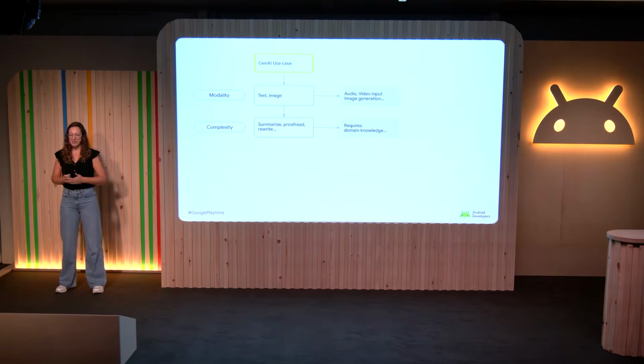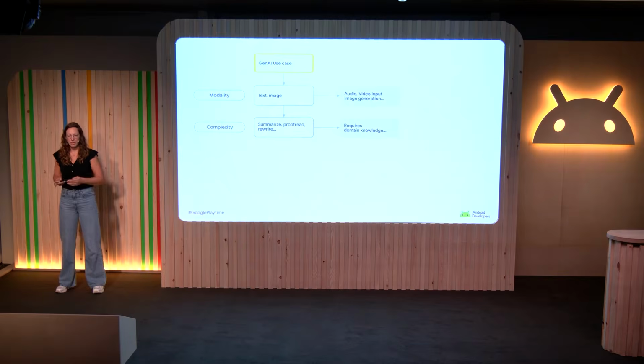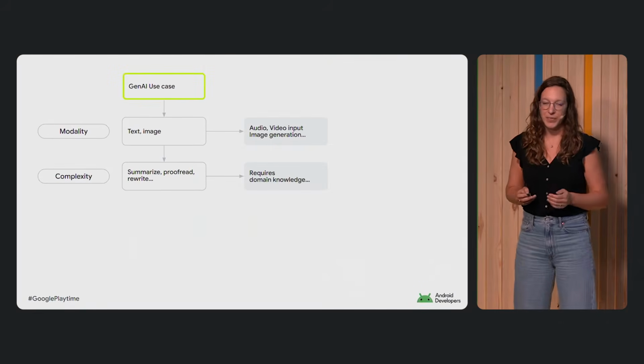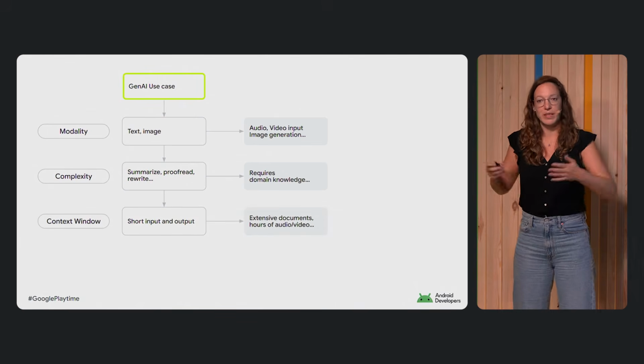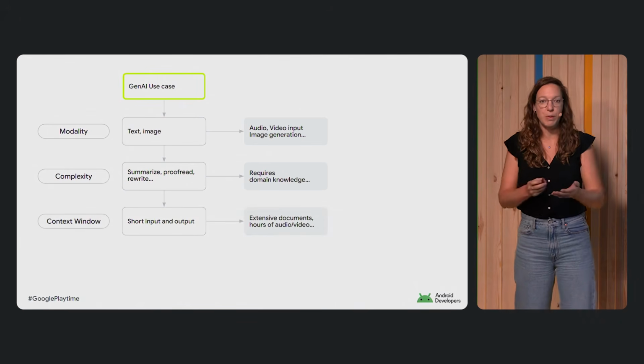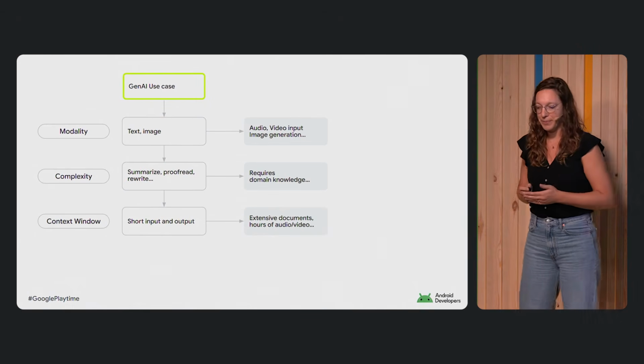You can look at the complexity, which is basically like, what do you want to do? Is it a kind of common task, like things like summarization or proofreading? Or is it something way more complex, like requiring domain logic, for example, something in the financial world or medical analysis, etc.? Then third, we have the context window, which is basically like the amount of information that you need to pass to the model at a given point in time.